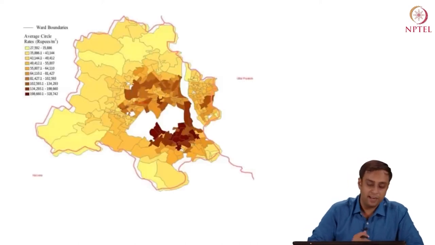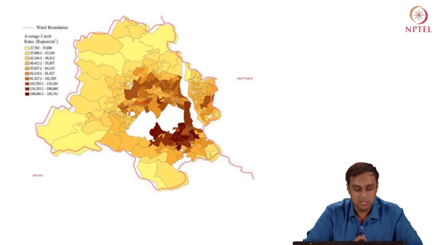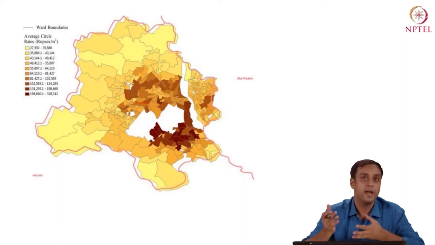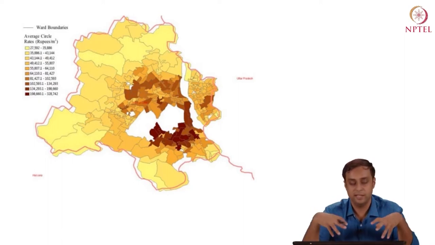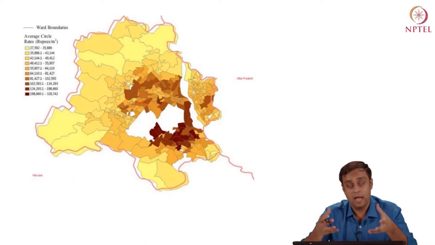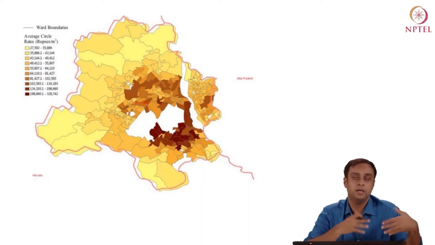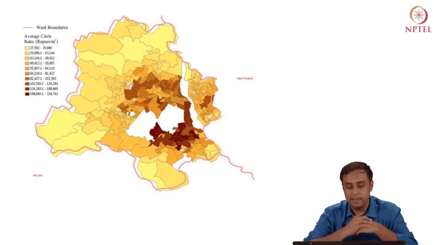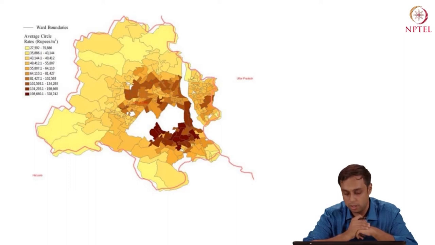Let's look at this example of the real estate market of Delhi. The map that you see is a map of average circle rates, which is rupees per meter squared, where you have different districts in the National Capital Territory of Delhi. The light yellow colors refer to low average circle rates in a given district. That is, land is relatively inexpensive in those areas. And the darker blocks or polygons are the ones where the land is priced at an expensive rate, right?